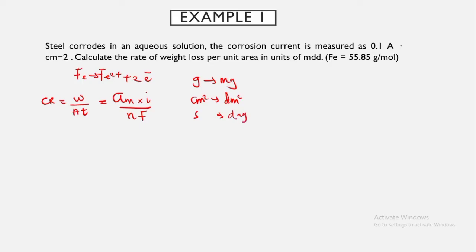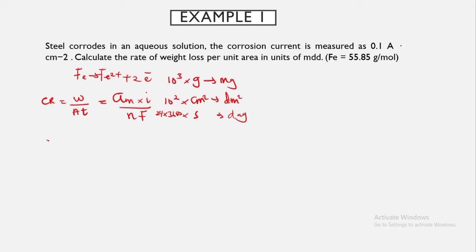And to do that, for you to change the gram to milligram, you're going to multiply by 10 exponent 3. For you to change centimeter squared to decimeter squared, you're going to multiply by 10 exponent 2. And for the second to day, you're going to multiply by 24 times 3,600. Note that the reason why it is positive is because it's per, right? It's 1 over that. That's why it's positive. You should understand that.